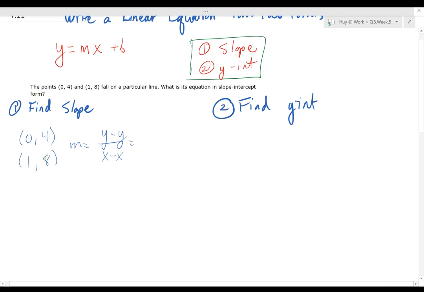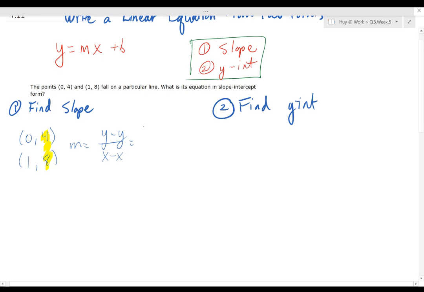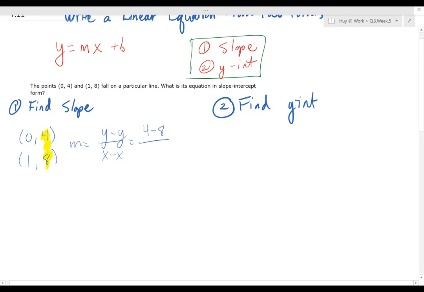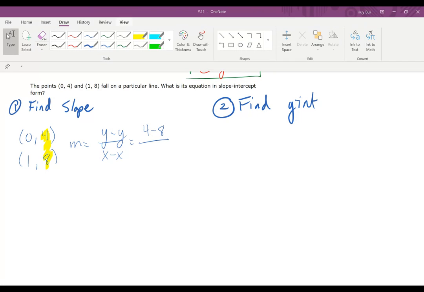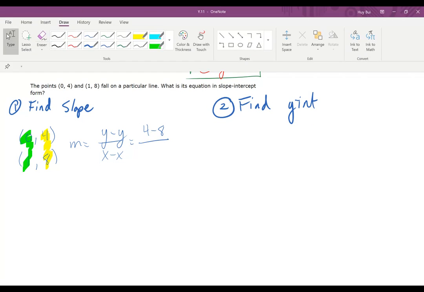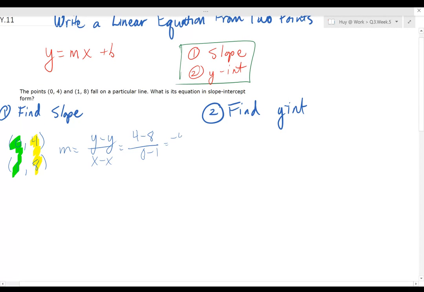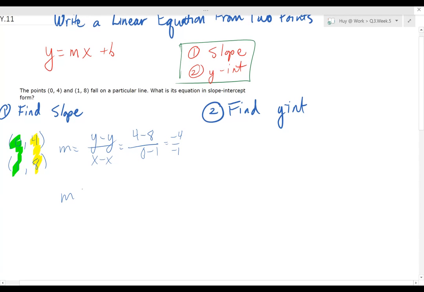The y's are these: 4 minus 8. So let's write that down, 4 minus 8. And then the x's are these, 0 minus 1. So that's negative 4 over negative 1. That's going to be a positive 4. Okay, we got our slope. Halfway there. Now we've got to find the y-intercept.